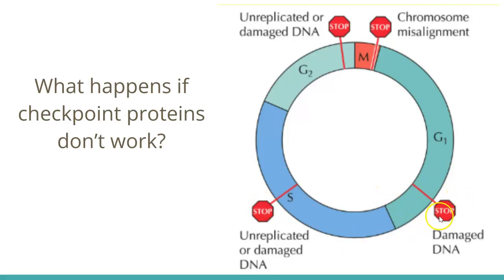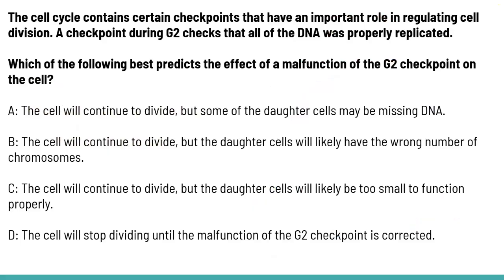Over here, if this G1 checkpoint protein doesn't do its job, you might end up with damaged DNA. There seems like there's a lot of overlap here, but essentially this is the value of the checkpoints. They are the supervisors, the protein supervisors of all the many things that need to happen in the cell. So let's take a look at this.